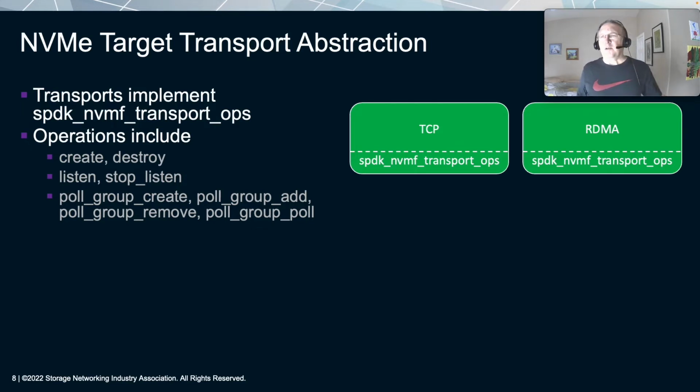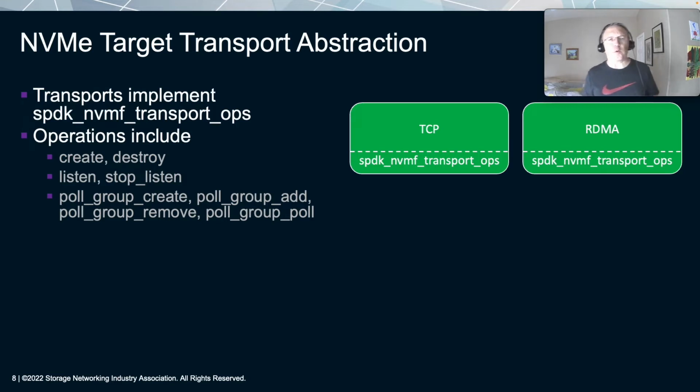Listening. It's fairly obvious that listening for new connections looks very different for TCP or for RDMA. The administrator may want to say, I want to start to listen, and there are certain parts of that that are common across all the transports. But the actual listen call, for TCP, you're going to do a POSIX listen. RDMA has its own way to listen for connections.